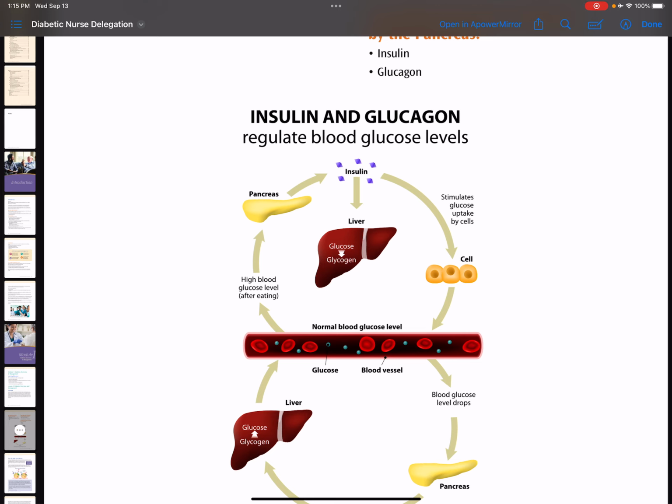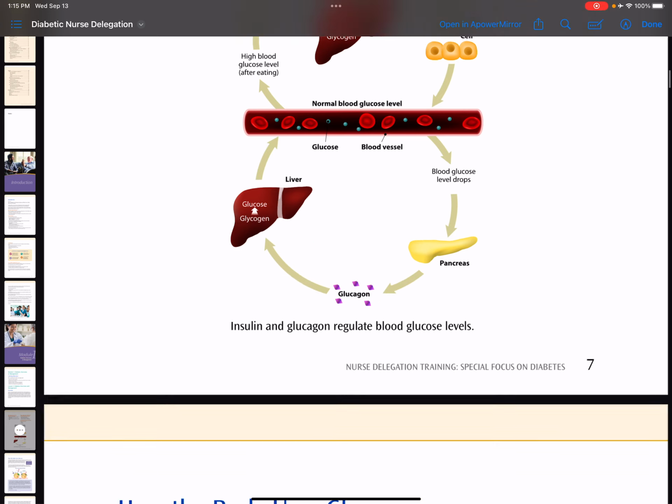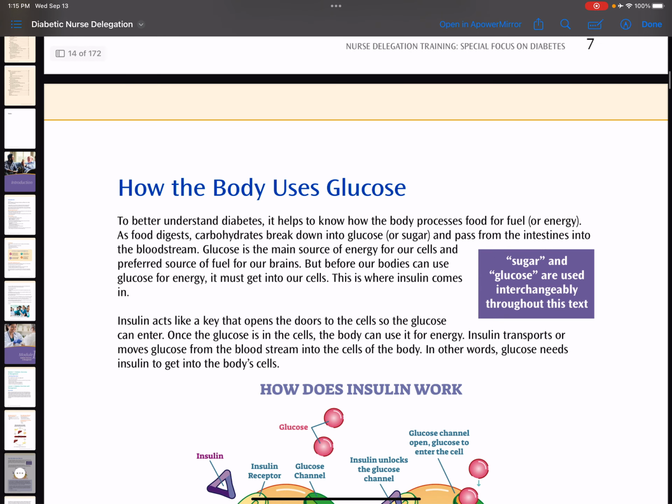How the body processes food for fuel or energy. Let's talk about that. As food digests, carbohydrate breaks down into glucose or sugar and passes from the intestine into the bloodstream. Insulin transports or moves glucose from the bloodstream into the cells of the body. Insulin acts like a key that opens the door to the cells so glucose can enter. Once the glucose is in the cells, the body can use it for energy. Glucose is the main source of energy for our cells and the preferred source of fuel for our brains.